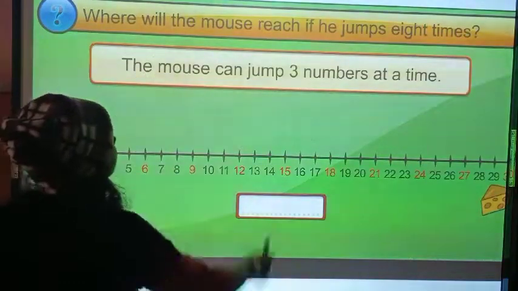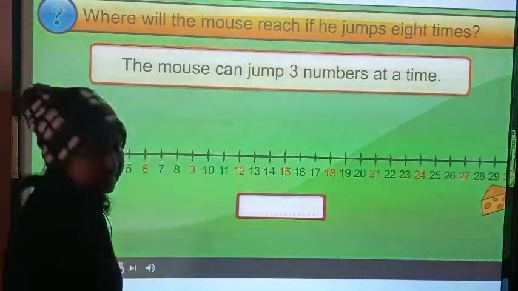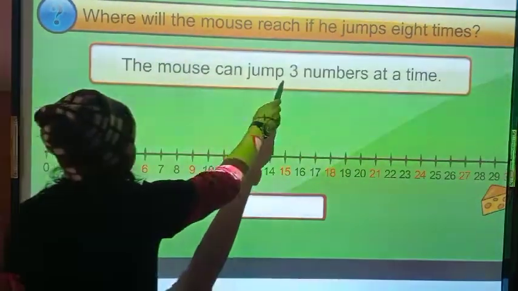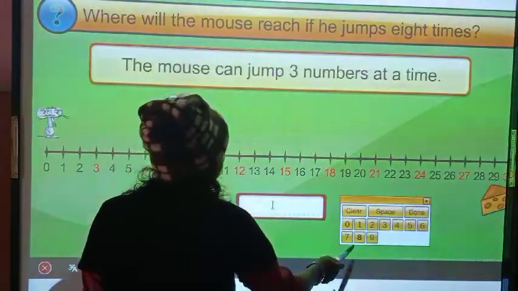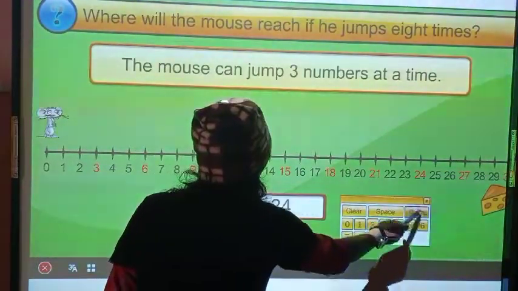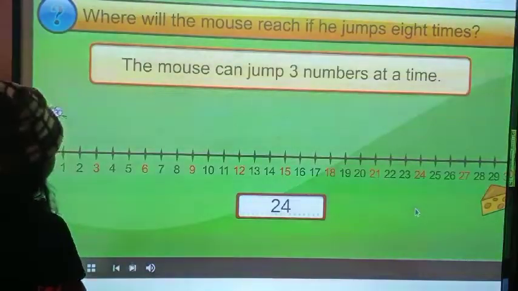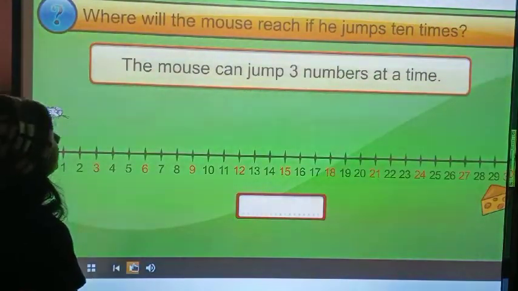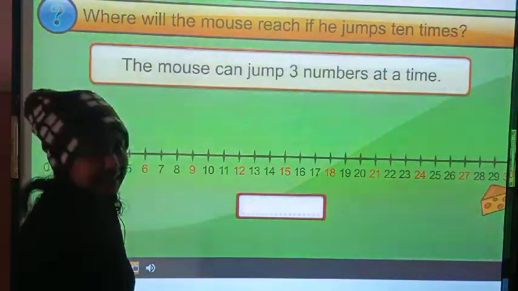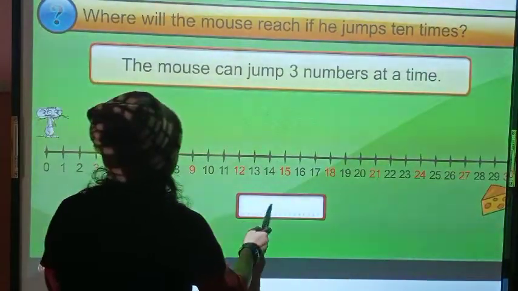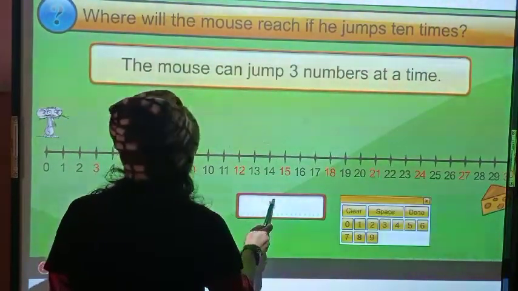Where will the mouse reach if he jumps 8 times? 8 times, and each time he jumps 3. So this is 24. Where will the mouse reach if he jumps 10 times? 10 times, so 10 multiply 3, this is 30.